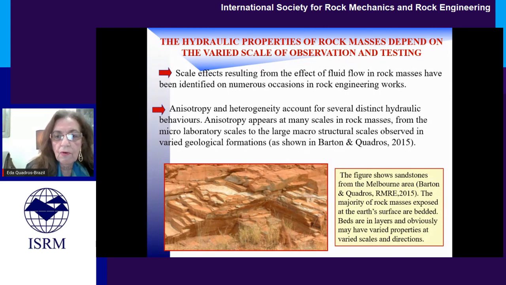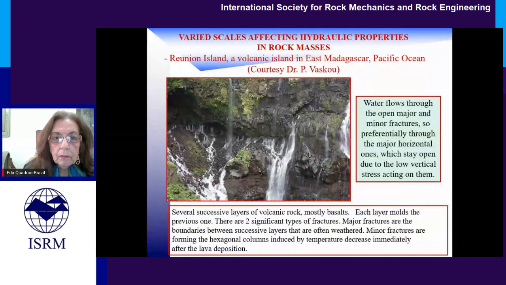geological formations. The figure on the left shows sandstone from the Melbourne area. The majority of rock masses exposed at the Earth's surface are bedded, and beds are in layers, and the others may have varied properties at varied scales and directions. This figure shows a rock mass in Reunion Island, a volcanic island east of Madagascar in the Indian Ocean.